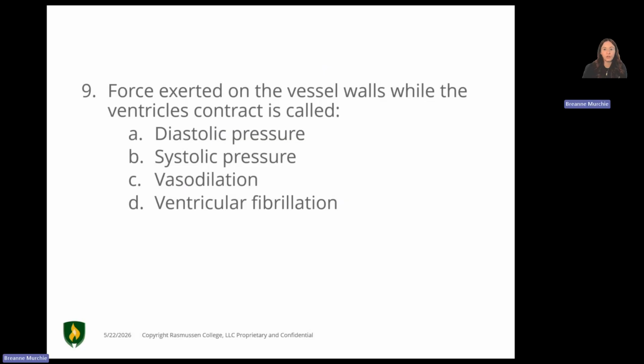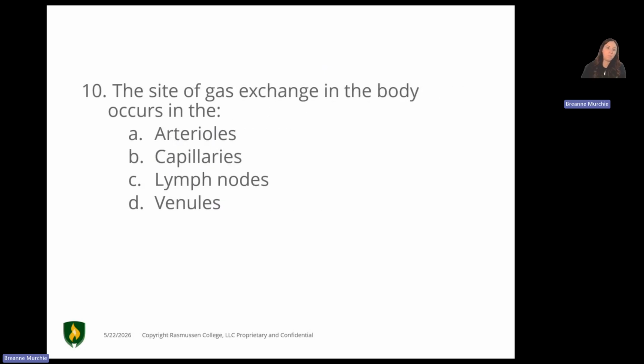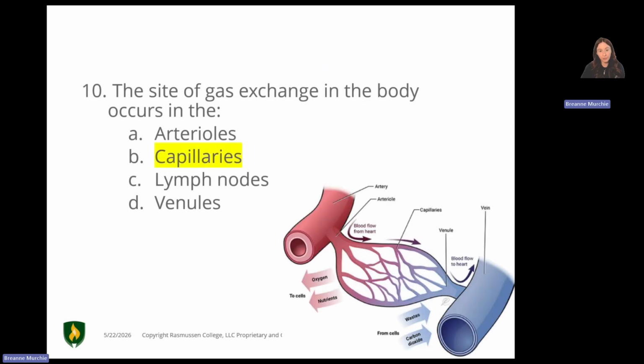Number 9, the force exerted on the vessel walls while the ventricles contract. That is systolic pressure. So systolic, I say systole is squeeze. I kind of use my alliteration there. Diastolic pressure is when the ventricles relax, when the heart is at rest. So systolic is going to be squeeze. Diastolic is at rest.